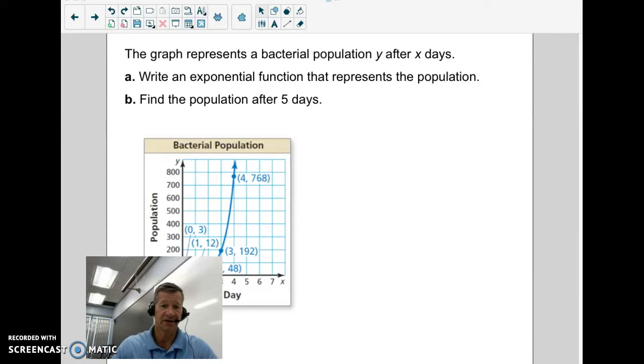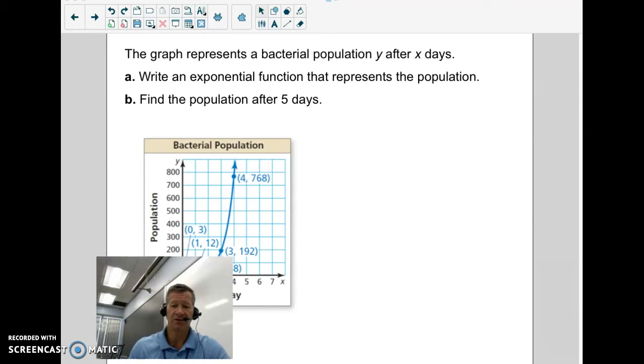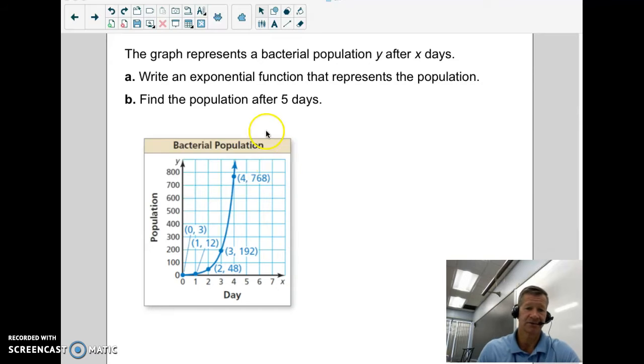Last one, folks, finally. This is example 6 of section 6.1. What we're going to do now is look at sort of an application of this, okay?